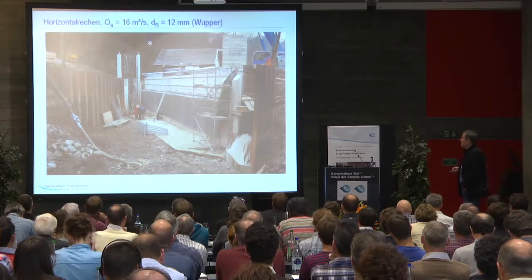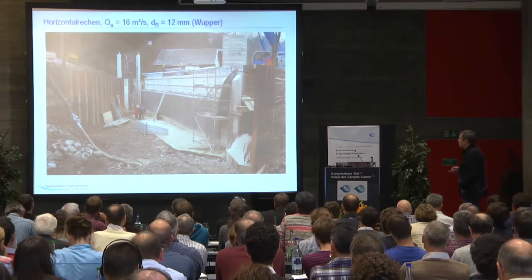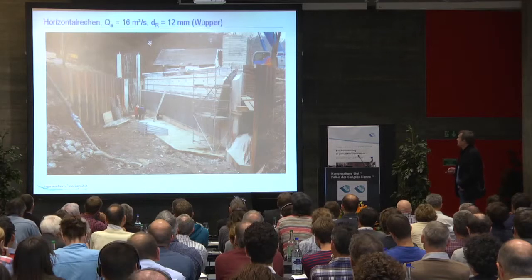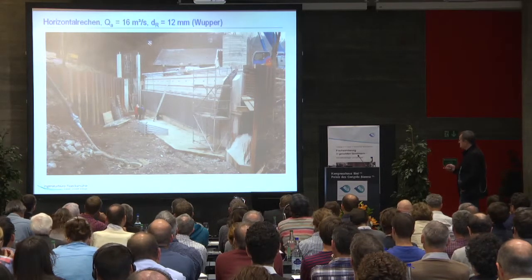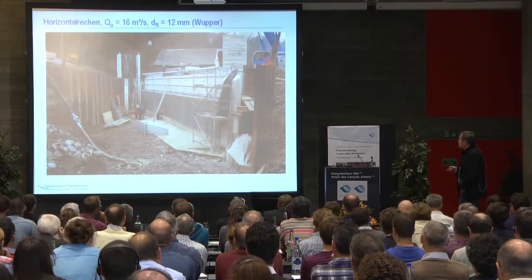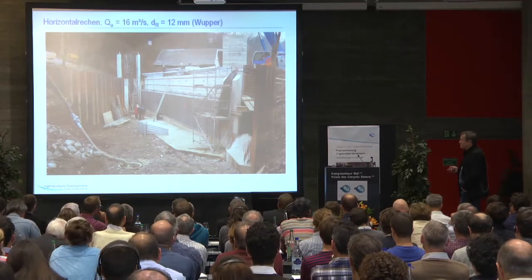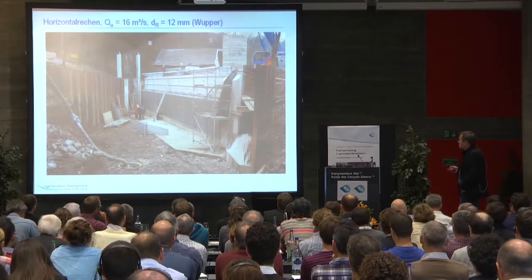And one example here for one facility using this design. This is a small hydroelectric power station at the river Wupper in Germany. We have a discharge of 16 cubic meters per second.